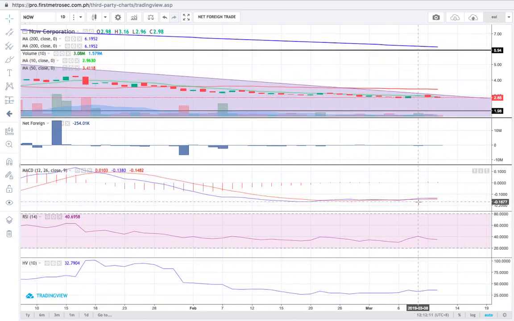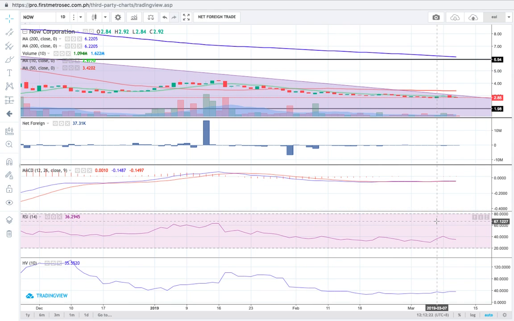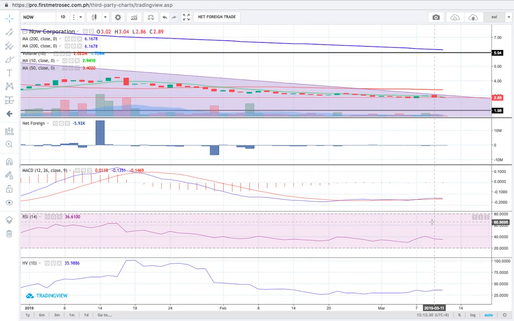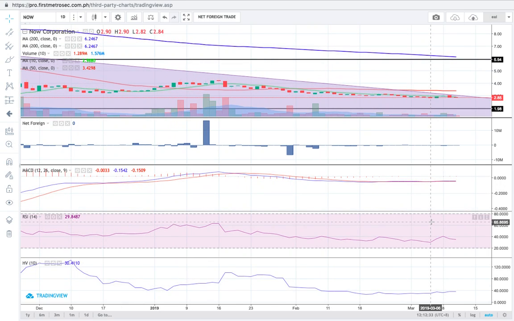Okay, MACD, although it's still above the signal line, it's still way below the zero line. So for me, we still have to wait for the price to register a price higher than its 10 SMA, and preferably with a positive volume above its 10-day volume average, and if possible higher than its 10-day volume average, because we know for a fact that we've seen nothing but flimsy volumes for the past few weeks.